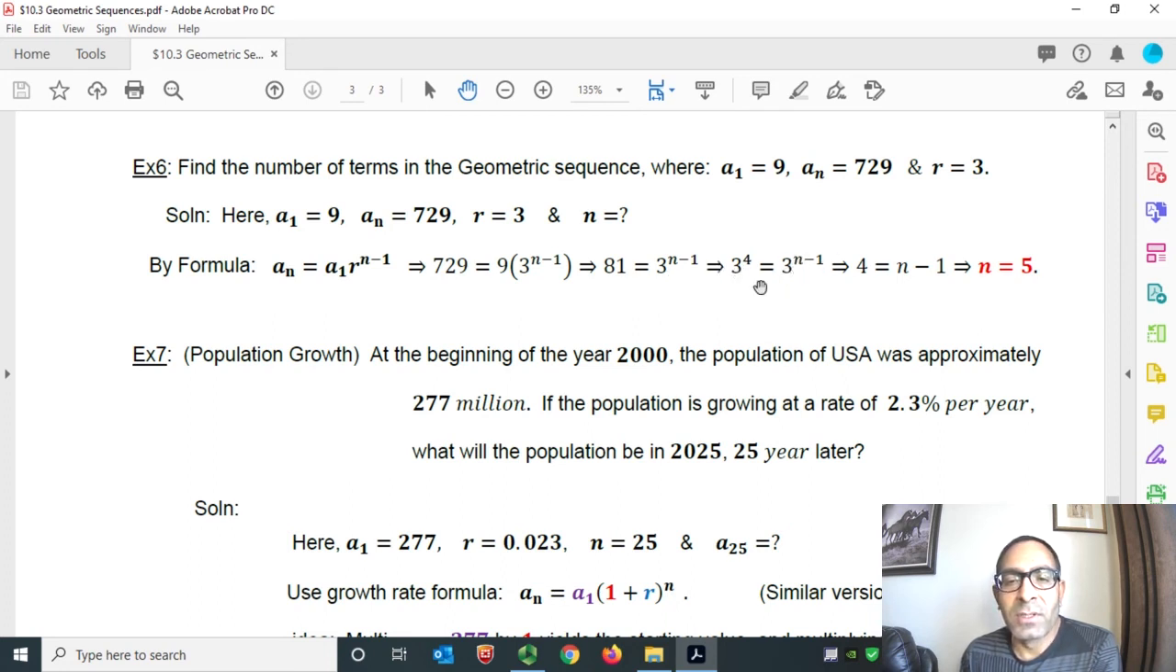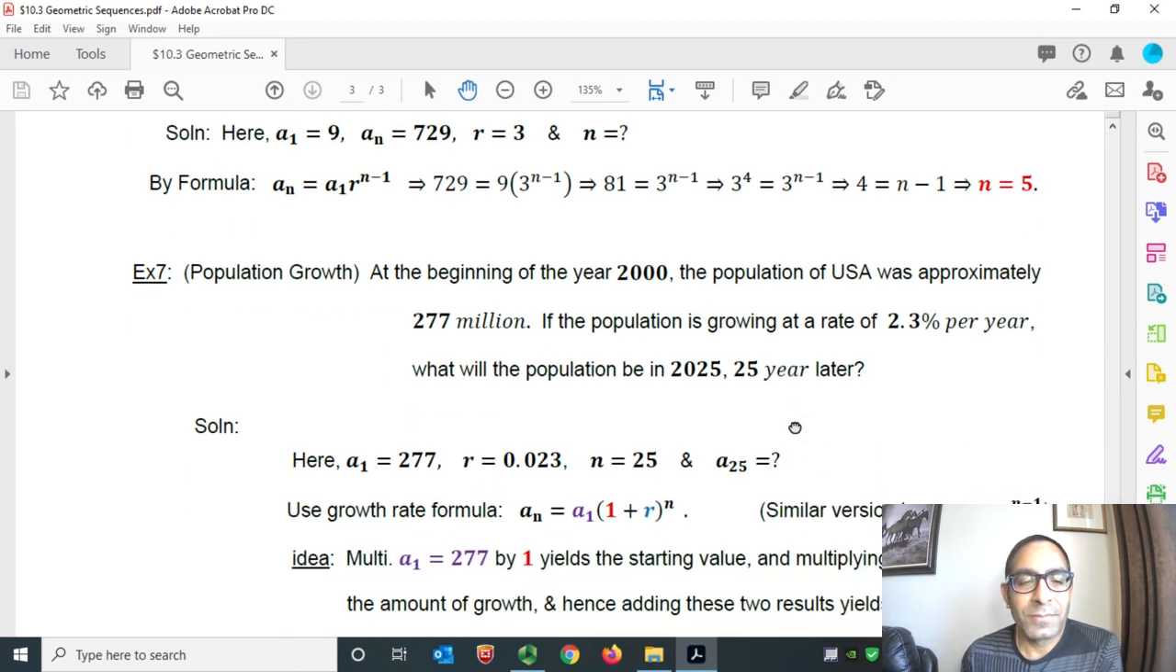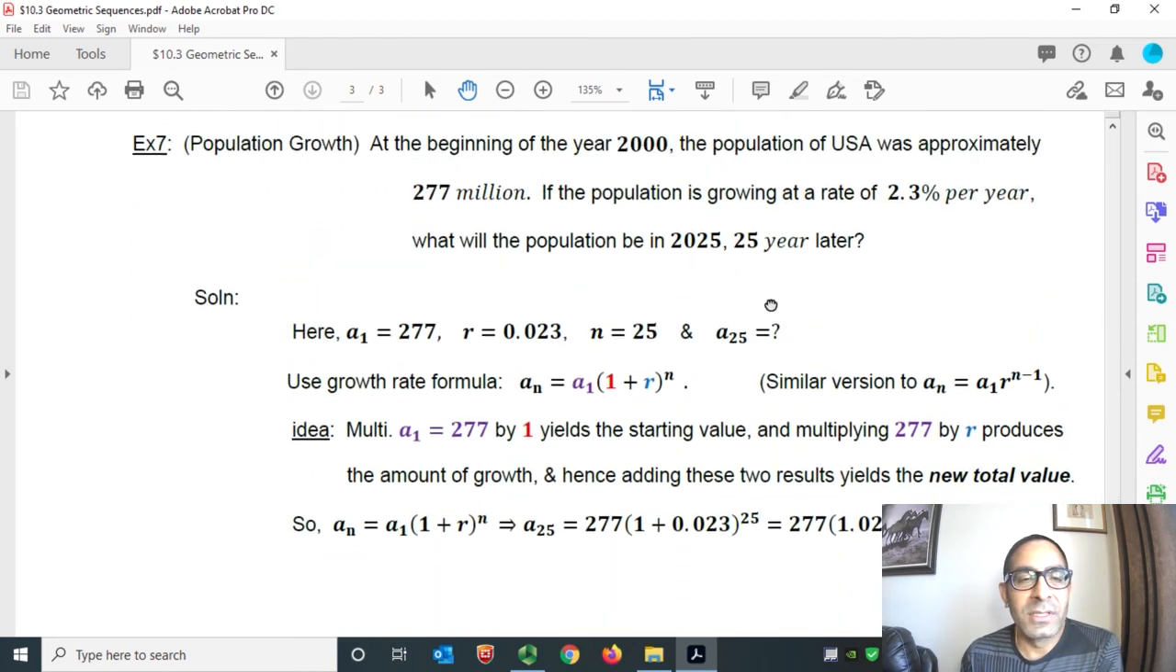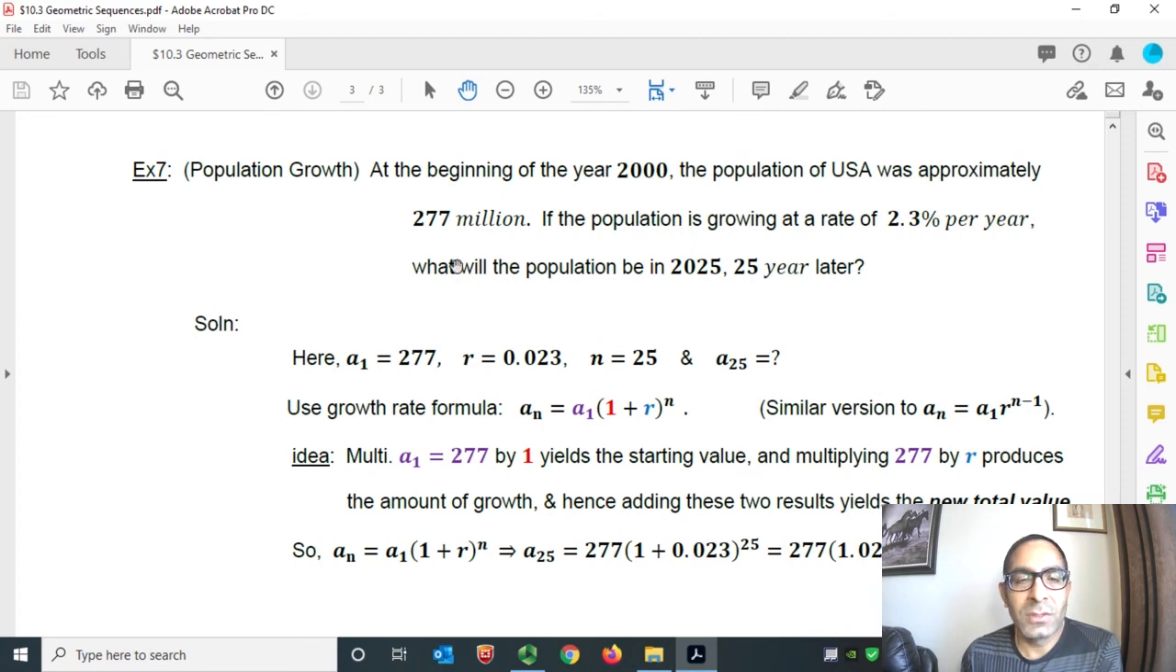Then since we have exponential functions with the same base on both sides, we can equate the exponents. So we have 4 equals n minus 1. So hence n equals, adding 1 to both sides, n equals 5. So we found the number of terms n equals 5. I hope this computation makes sense to you all. Now let's move on. Let's do example 7, population growth.